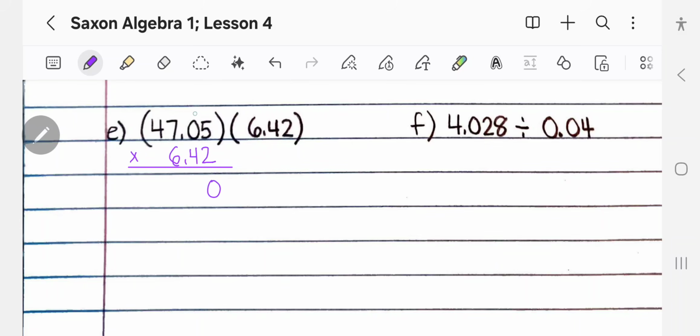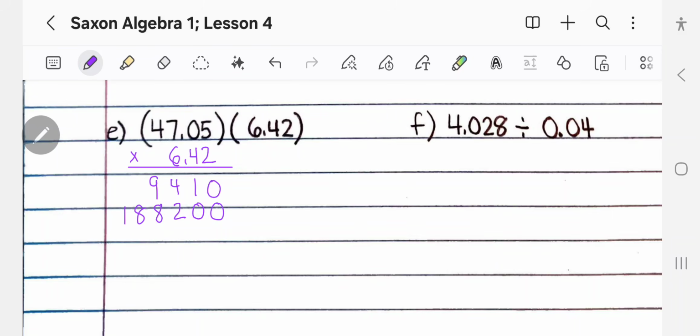2 times 5 is 10, carry the 1. 2 times 0 is 0, plus the 1 is 1. 2 times 7 is 14. 2 times 4 is 8, plus the 1 is 9. Now, when I go to multiply by the 4, I'm going to add a 0 placeholder. 4 times 5 is 20. 4 times 0 is 0, plus that is 2. 4 times 7 is 28. 4 times 4 is 16, plus 2 is 18.